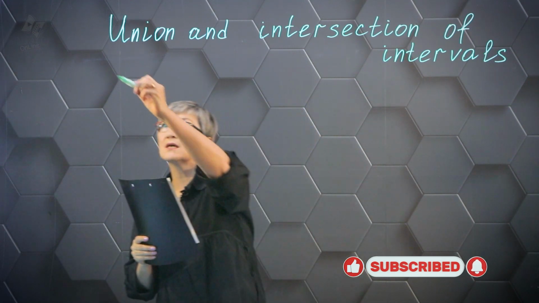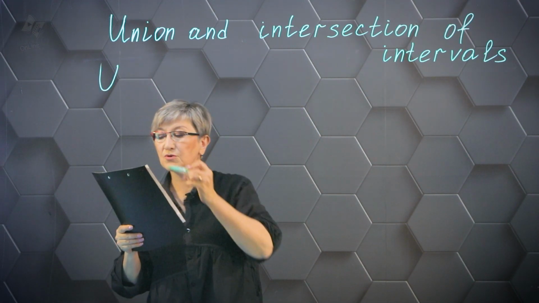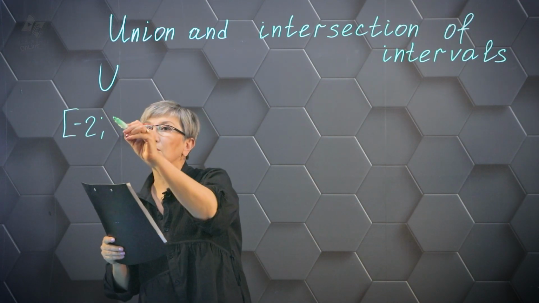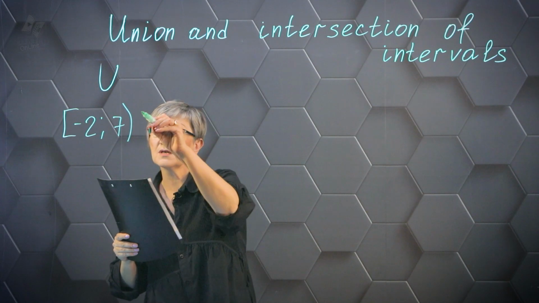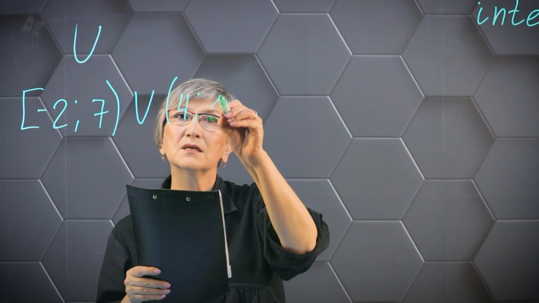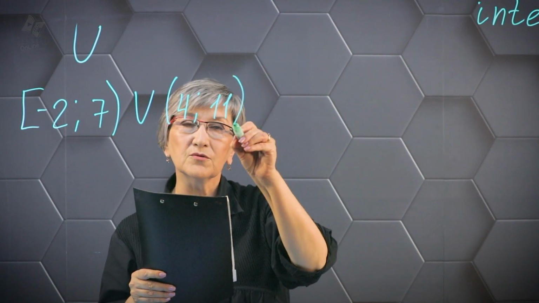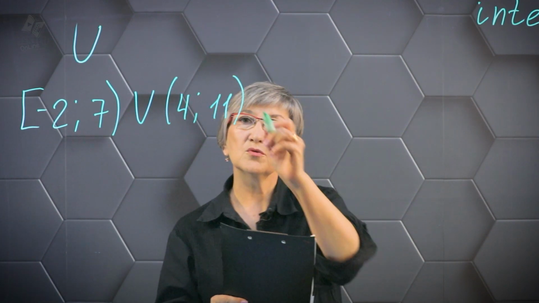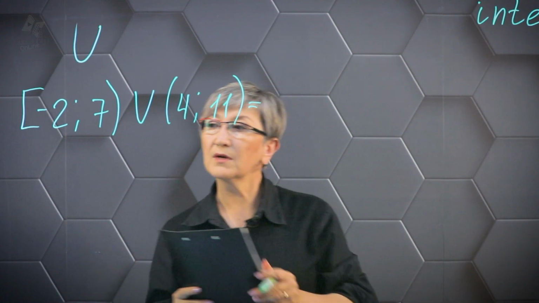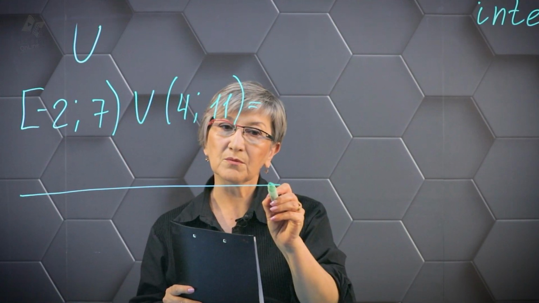If we need to identify the union of these intervals, from 2 to 7, not including it, and from 4 to 11, not included, to find the union of these two number intervals, I will display them on the number line.